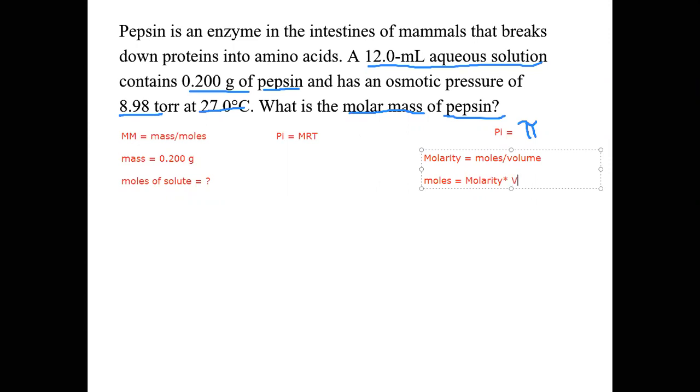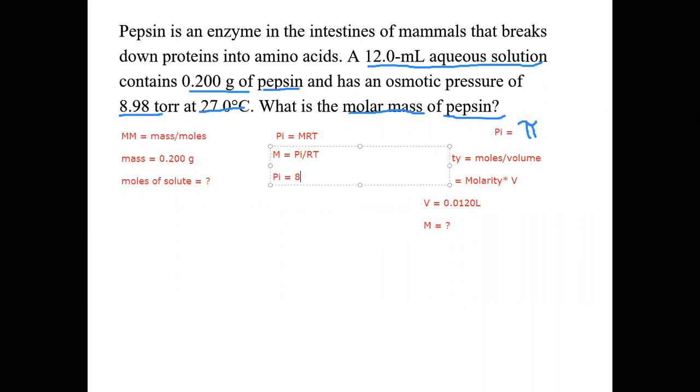And so if we're solving for moles, moles equals molarity times volume. Do we know the volume? Yes, it's 12 milliliters, which has to be in liters. Do we know the molarity? The answer is no. So now we have to use the other information to determine the molarity. We're going to rearrange this osmotic pressure equation to solve for molarity.